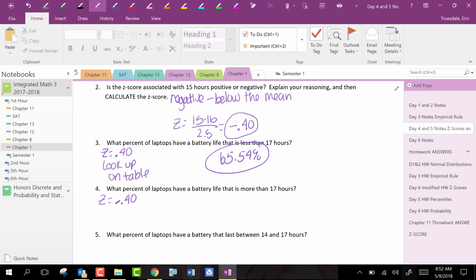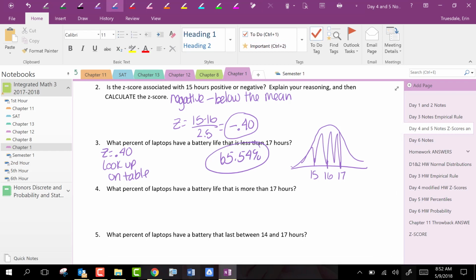Okay, wouldn't it be the same as this? Would it be less or more than this? Less, because this is the percent on the normal curve. If this is 16 and this is 17 and this is 15, this percent is everything less than 17. This one says more than 17, so it has to be over here. I'm sorry, I shouldn't have looked this up. I didn't read the question carefully. How are you going to find more than 17 hours?